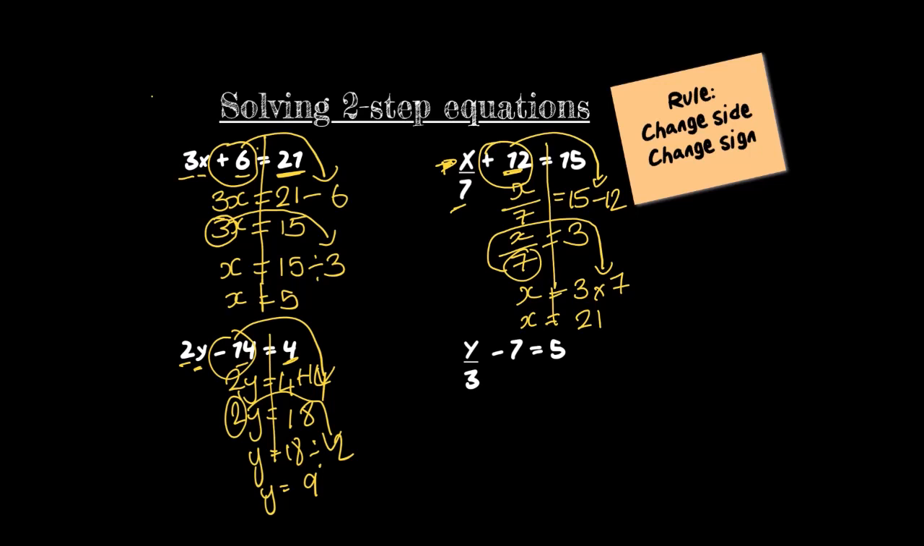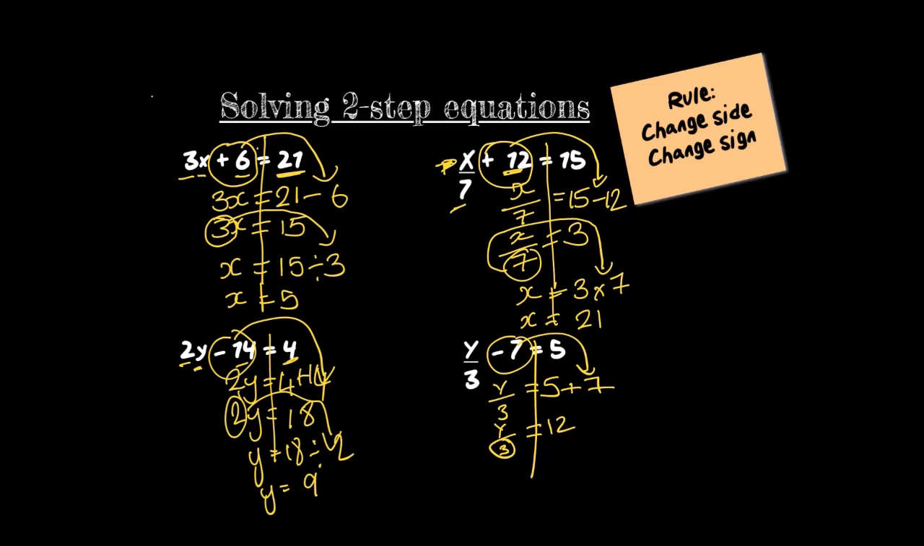Right, on to our last one here, and we are going to first of all draw our little line down that shows us our division. So if we cross over this line, we have to change the sign. So minus 7 is going to go across, and it's going to become plus 7. So 5 plus 7. The y over 3 is still there. Alright, so 7 plus 5 is 12, and that's still y over 3.